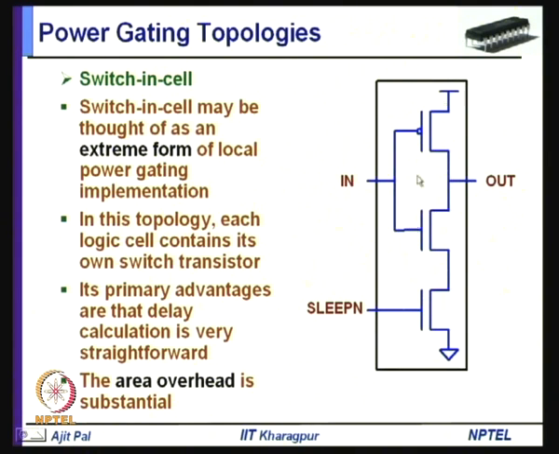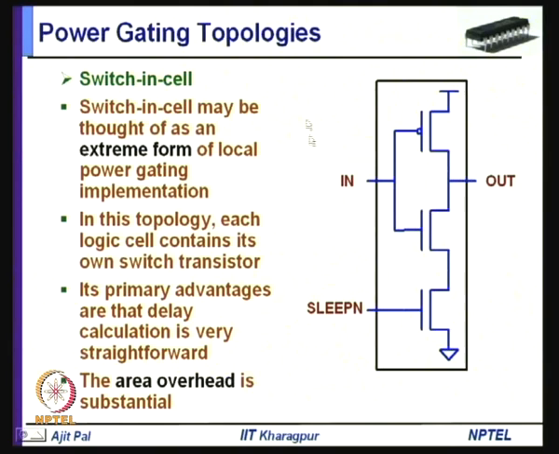So, each cell is independently designed separately, and its primary advantage is that the delay calculation is very straightforward. Delay calculation is very easy because it can be very easily characterized. You have an inverter, and in series with that you have a switch, that means your high threshold voltage transistor. So, you can very easily calculate the delay of this particular circuit. Whenever you do static timing analysis, it can be done very conveniently without much difficulty.